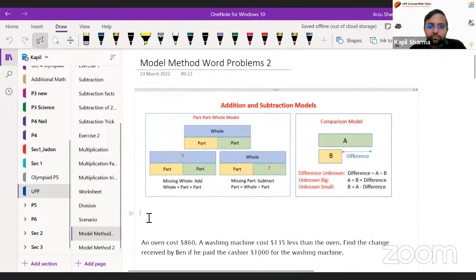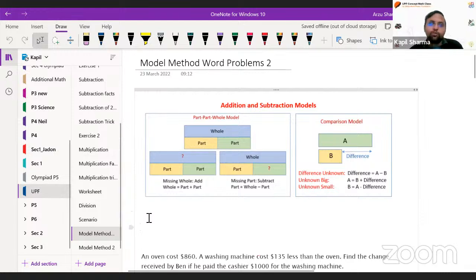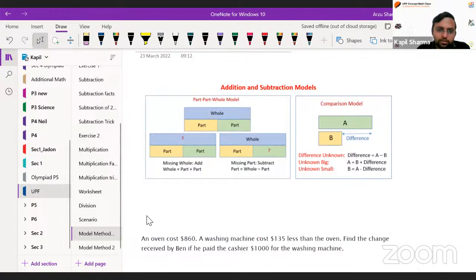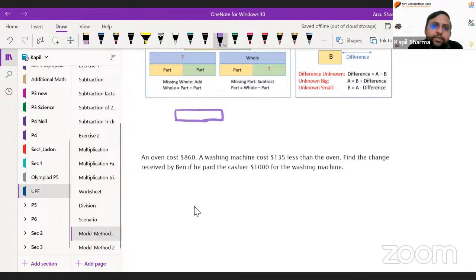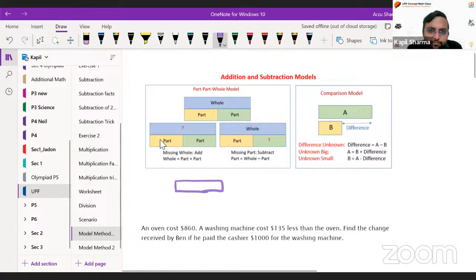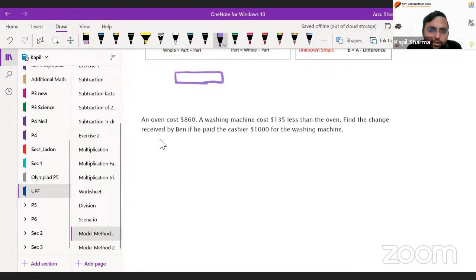So this is known as the model method. We use models, or basically these bars, to represent a number. This helps us in visualizing the given problem and solving it easily. So I'll solve some problems, and with the help of that, we'll try to understand the method. So let's look at this problem.